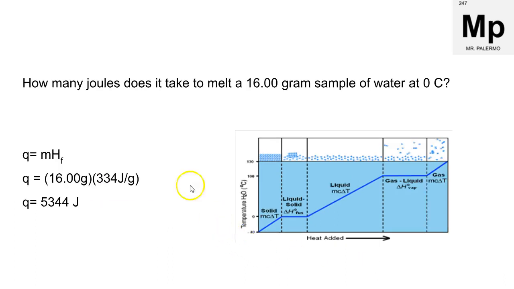This question here, how many joules does it take to melt a 16-gram sample of water at 0 degrees Celsius? So we have two keywords here, melt, 0 degrees Celsius, there's no change in temperature. That's my heat of fusion, so that's Q equals mHF. So then I plug in my mass, which is 16 grams for m, and then my heat of fusion from table B is 334 joules per gram, and I get my heat of 5,344 joules.